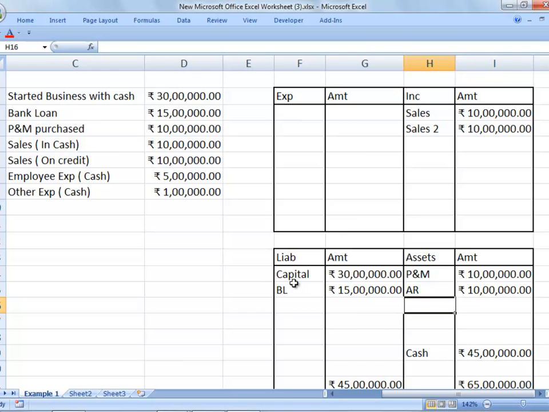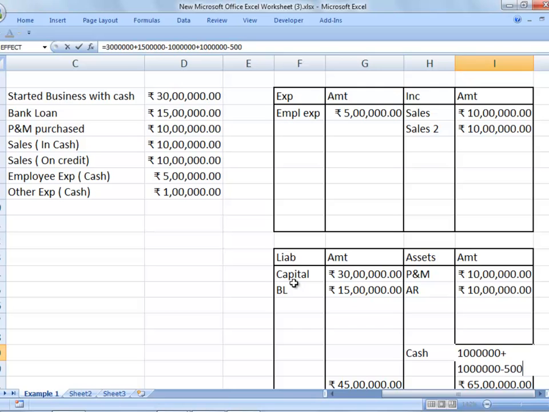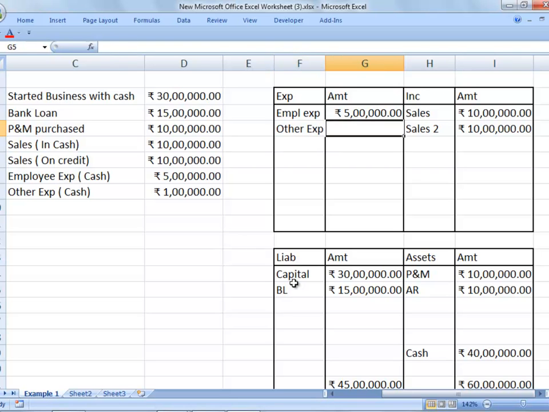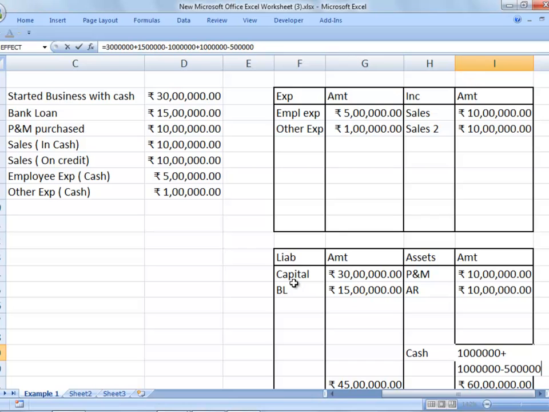Employee expenses, cash, 5 lakhs. Employee expenses 5 lakhs. Second effect, cash will reduce by 5 lakhs. So now cash is 40. Other expenses, 1 lakh. So other expenses 1 lakh here. Cash again will reduce by 1 lakh. So now cash is 39 lakhs.